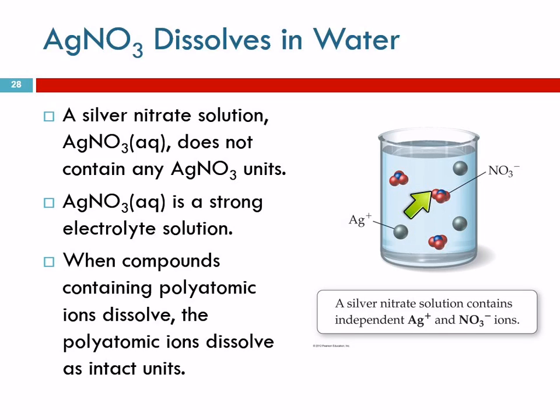It does not come apart. The nitrate ion can come away from the silver ion, but the nitrate ion itself is going to stick together. So polyatomic ions do not come apart when you dissolve the compound.